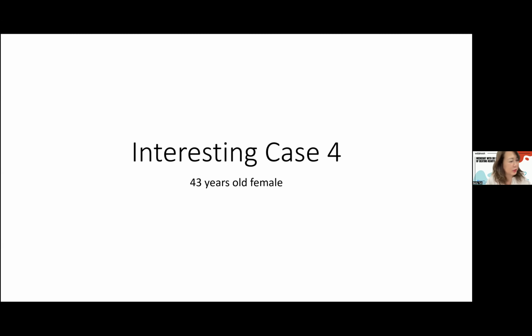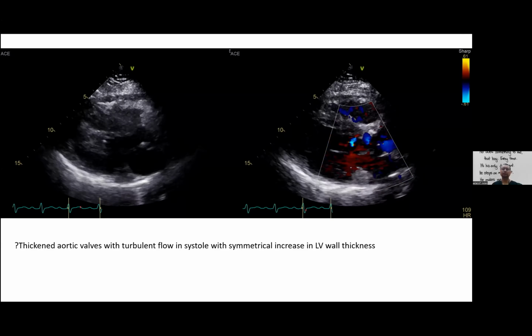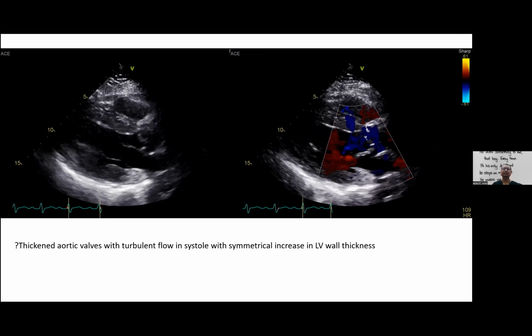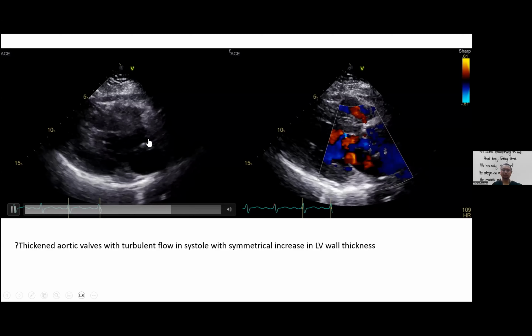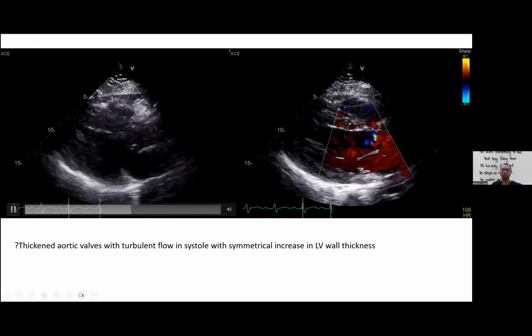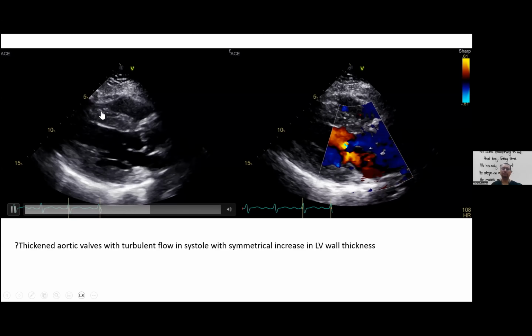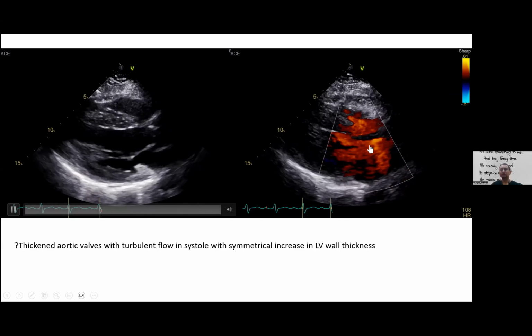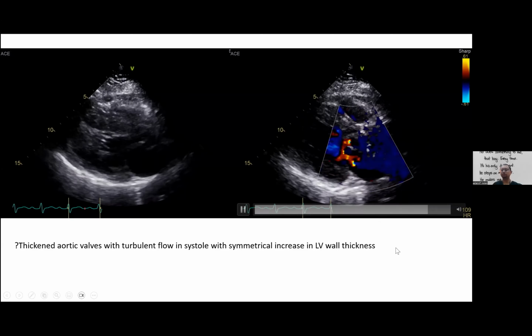Okay, we go on. Right. So we look at the interesting case number 4. We have a 43-year-old female, and this is a parasternal long axis view. What you can see here is that the aortic valve looks slightly thickened. The movement looks abnormal. The wall of the left ventricle is thickened, and you can see that there is turbulent systolic flow across the aortic valve.